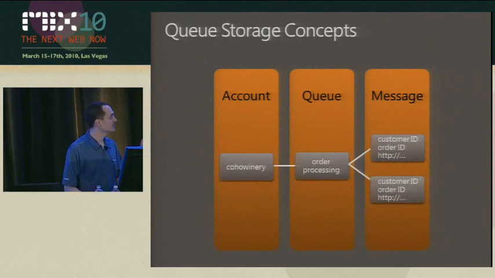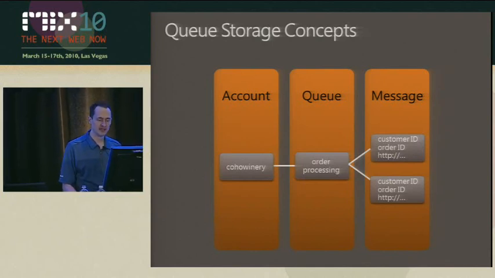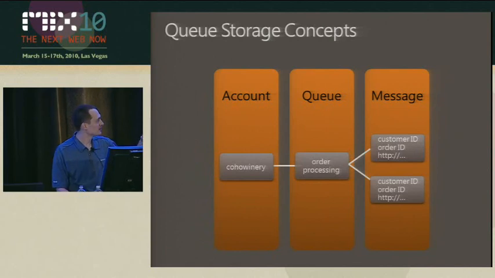Shown here are the storage concepts for queues, where you have your storage account, cohort winery, and it can create one-to-many queues. In this example, I created a queue to process the orders that we might get for the winery. And then we put the work items that we want to process into a message. So an example message could be customer ID, order ID. We could have even additional links to other URLs or other even blobs.